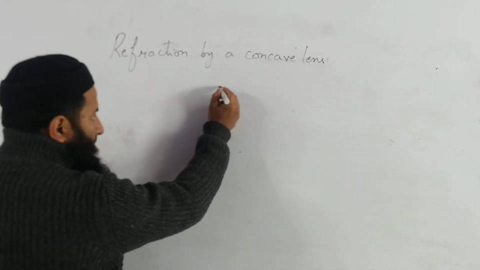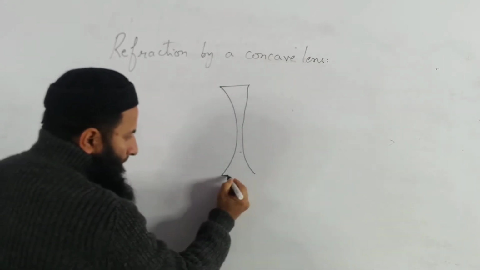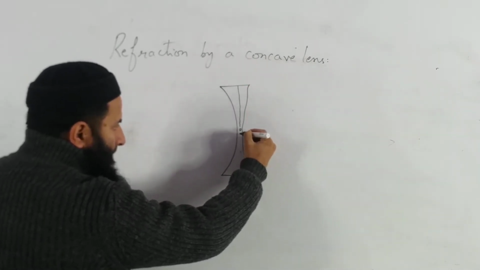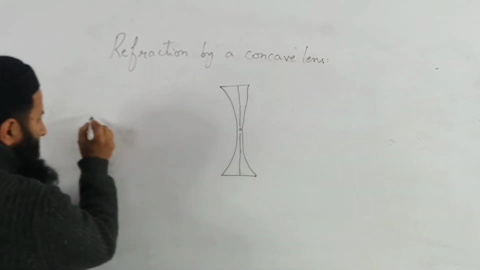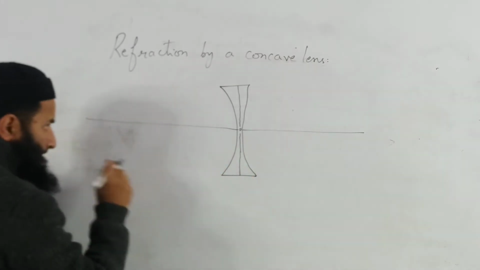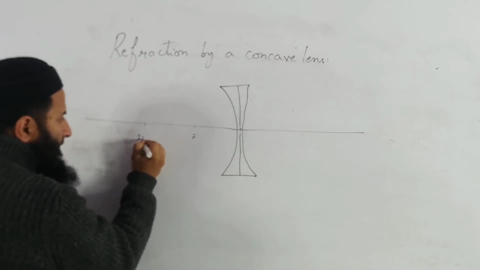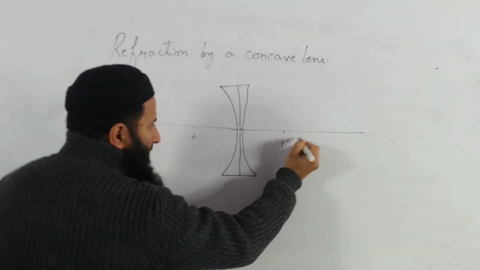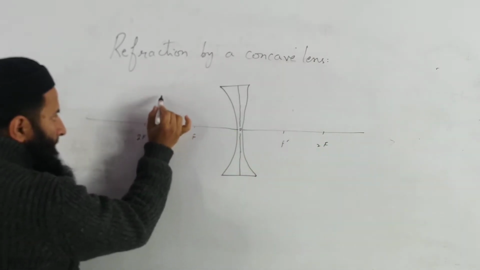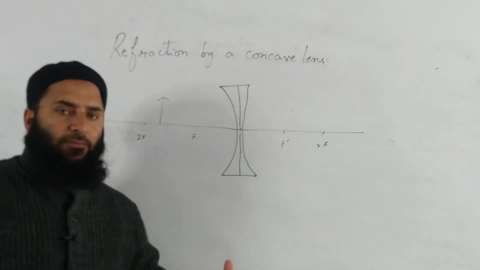Let me draw a concave lens. This is the optical center. This is the principal axis. This is the virtual focus. This is the double focus. Again, the virtual focus and double focus. Let me keep the object here. Now I have to see where the image will be formed.